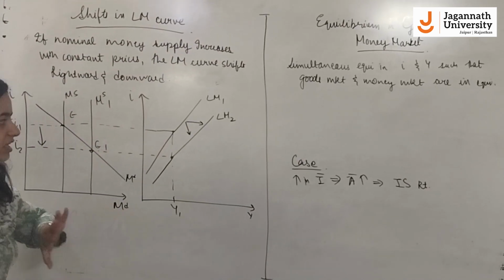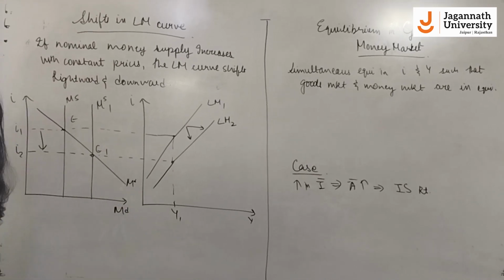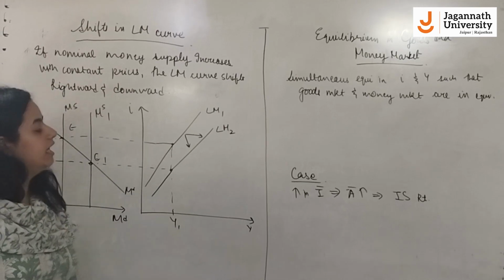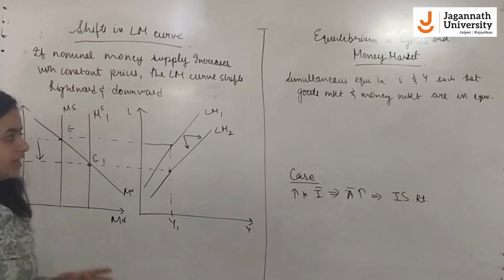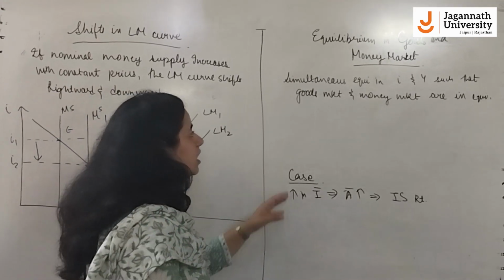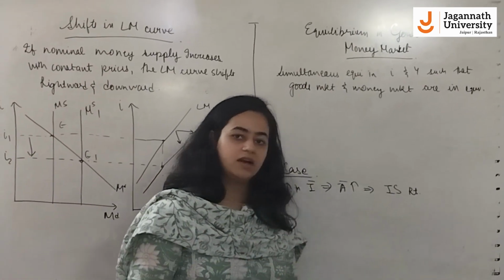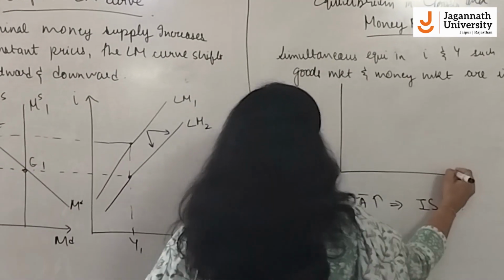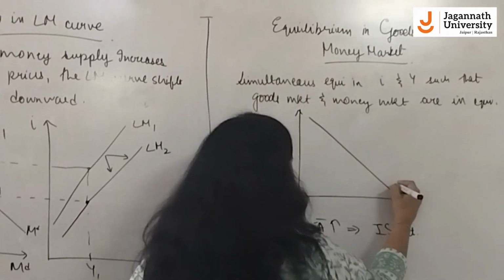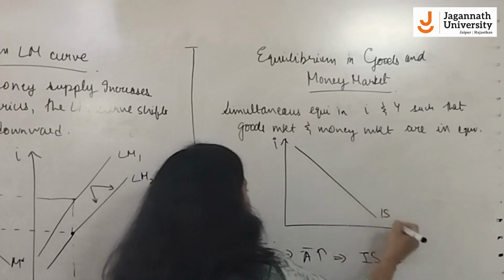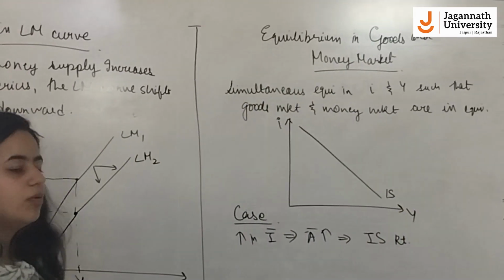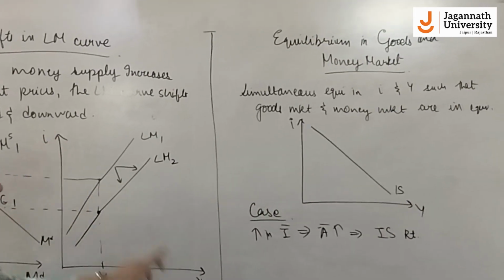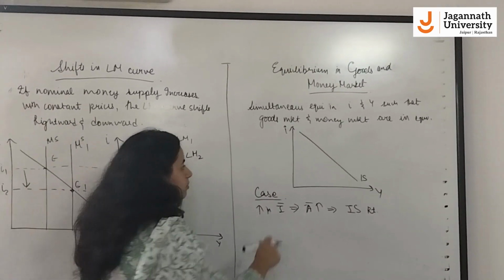Now after having completely understood the money market by money demand, money supply, equating them and finding out the LM curve, we now come to the final part, which is the equilibrium in the goods and money market, or our ISLM analysis. This is your IS equation. Now both of these curves, you must have noticed, are a combination of I and Y. Even IS was a combination of I and Y, and LM is also a combination of I and Y.